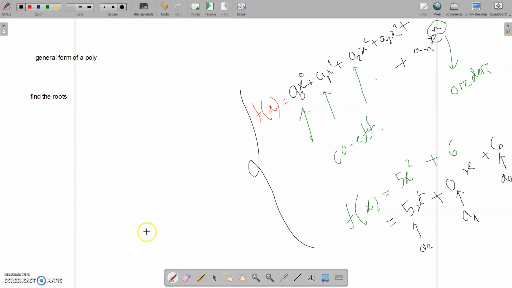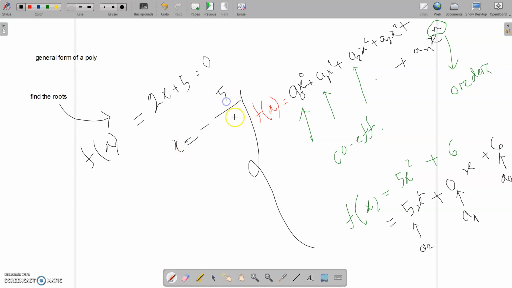Now the roots of a polynomial. Say for example, let's start with a linear equation. Say f of x equals twice x plus 5. What is the root of the polynomial? You know that if I just make it 0, then x is equal to minus 5 divided by 2. This value of x is the root of this equation, and this is a first order polynomial, so we can calculate it directly. x equals minus 5 by 2.